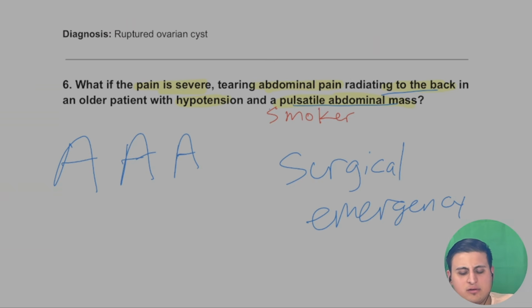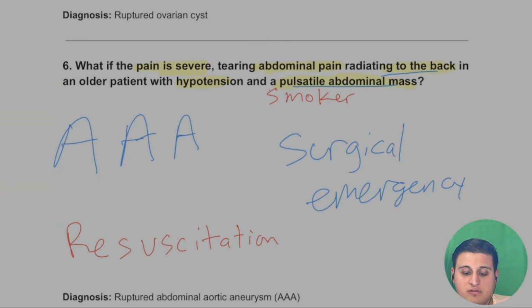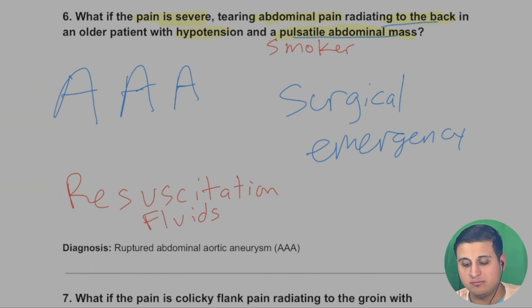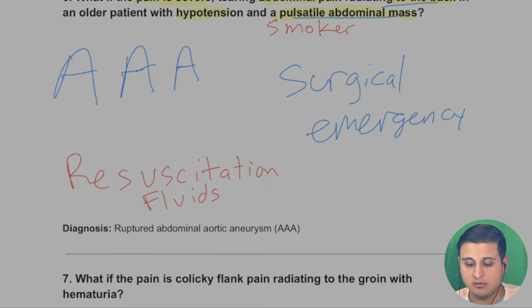And then for the first line treatment, they may ask, what's the first step in management? It might just be resuscitation, like aggressive resuscitation with fluids, right? Because what good is it to rush someone down to the OR if they don't have a pulse, right? You need to make sure they still have enough blood pressure to perfuse the organs that aren't actually being affected by the ruptured aneurysm.